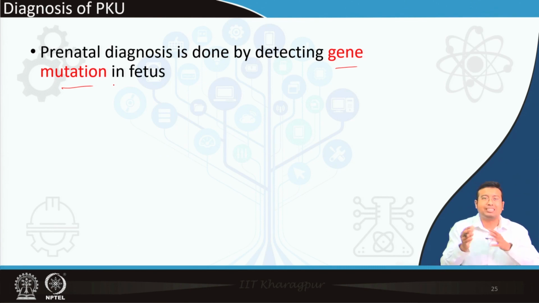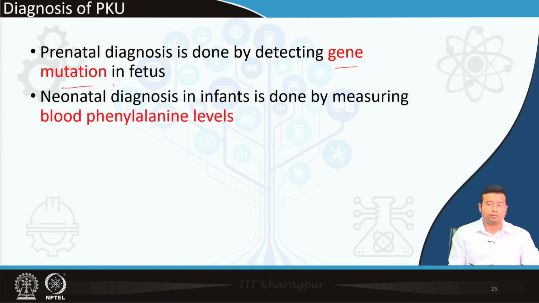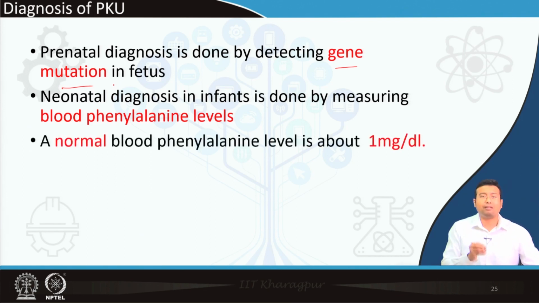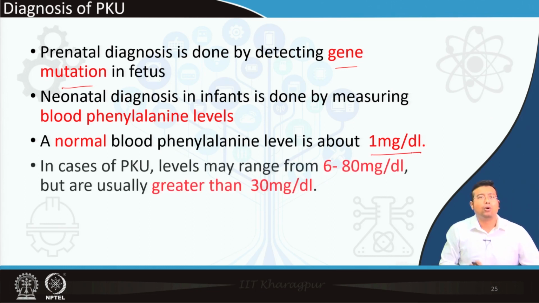So, how the symptom happens varies from individual to individual. Next, after the baby is born, neonatal diagnosis, how is it done? By assessing blood phenylalanine level. Normally, phenylalanine level is about 1 mg per dl, it is very low, but in case of phenylketonuria, it is above 30 mg per dl.